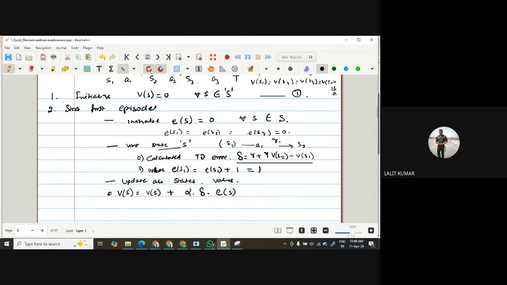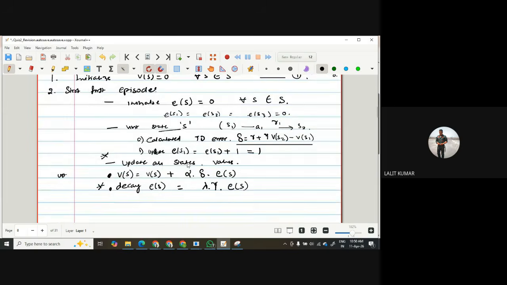And the second step is now I decay. So update VS, this part, and the second part is decay ES. And the formula for that is ES = lambda into discounted rate into ES. And you keep on doing this until we reach the terminal state. This is for episode 1.